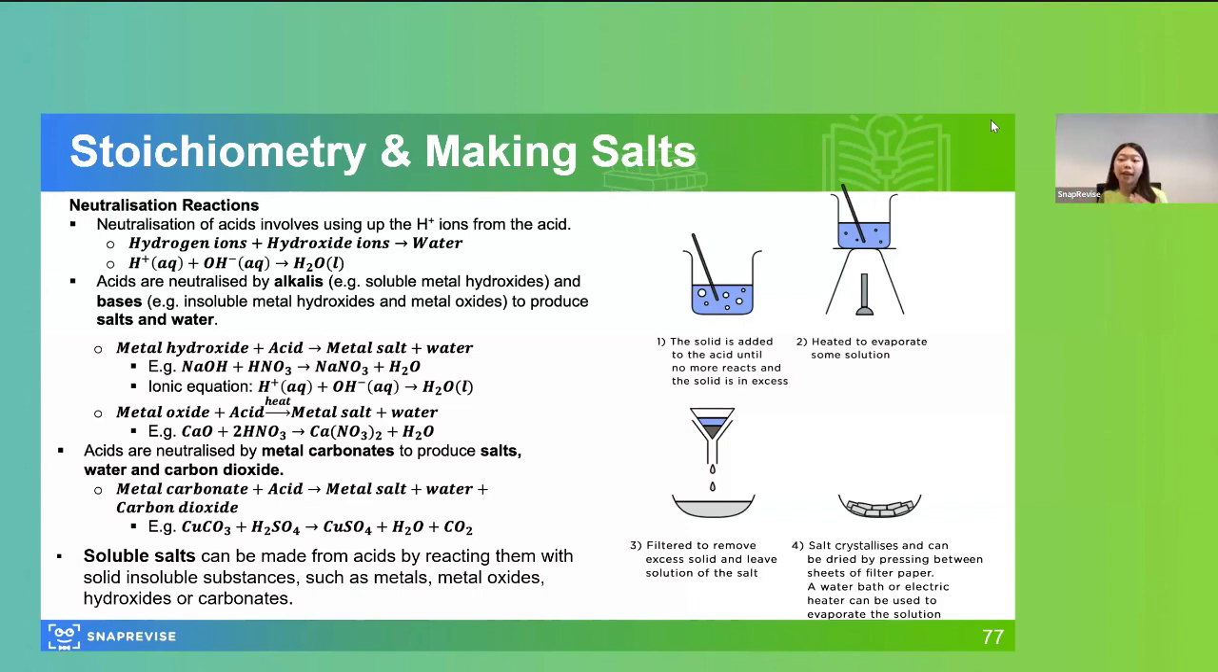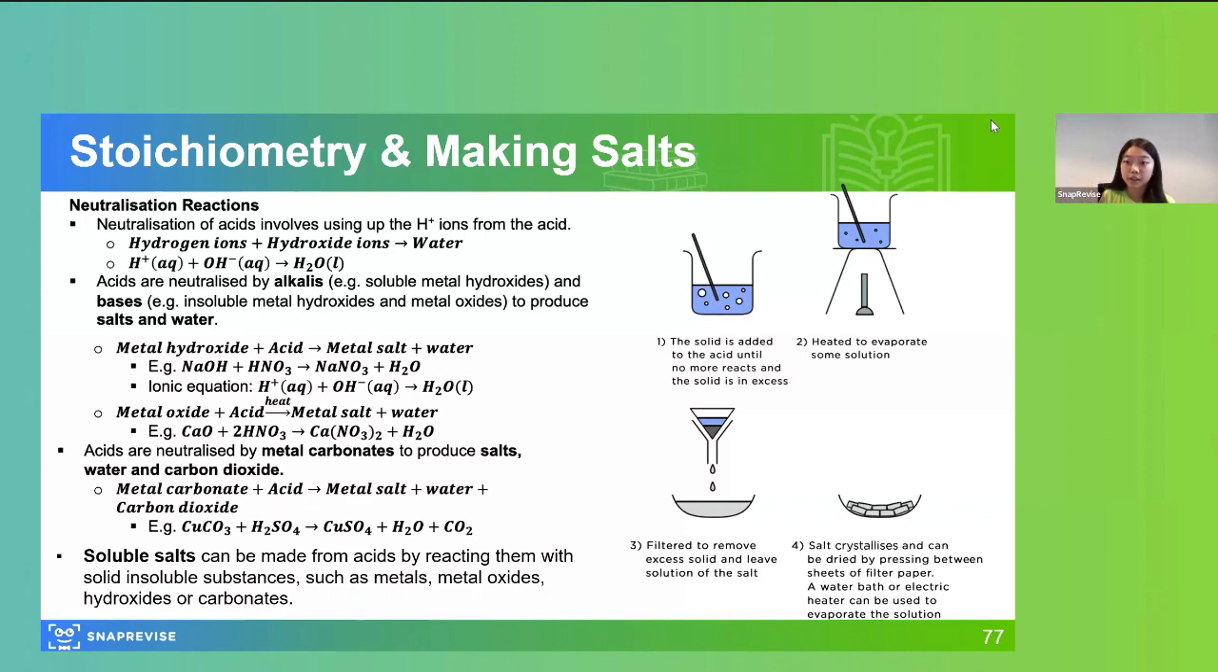I'm going to repeat myself again, explaining this experiment, because this is important. You add the solid into the acid until no more solid reacts, until it's in excess. This is to make sure the acid fully reacts. Second step, heating it up until some evaporates. This is to make sure the reaction goes faster, because it gives more kinetic energy.